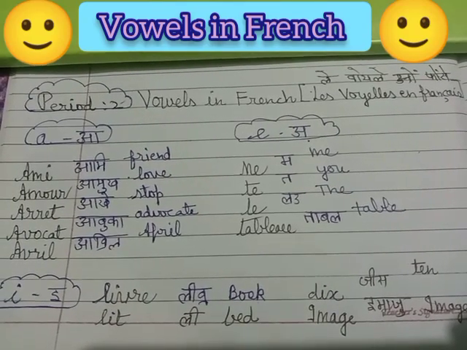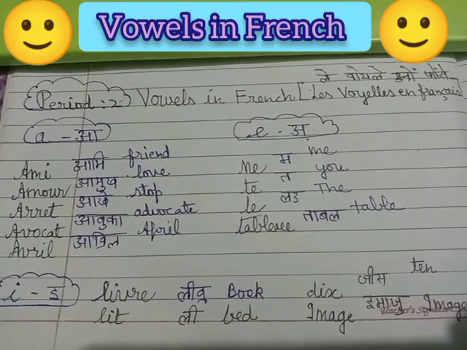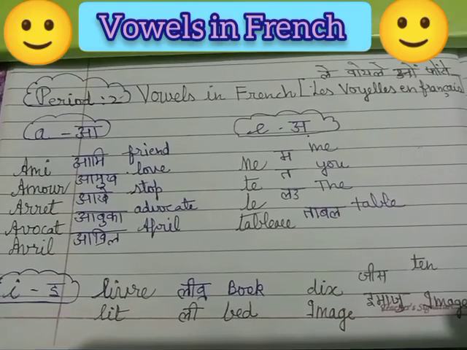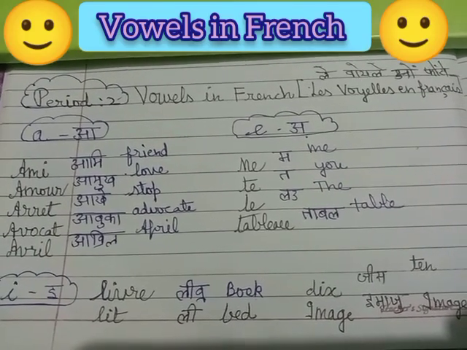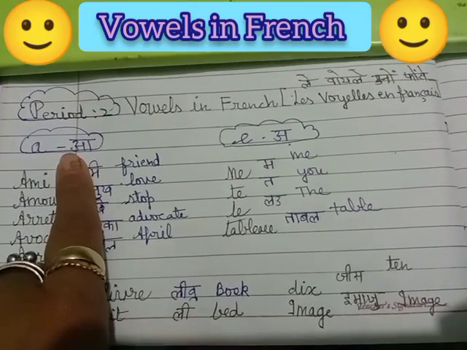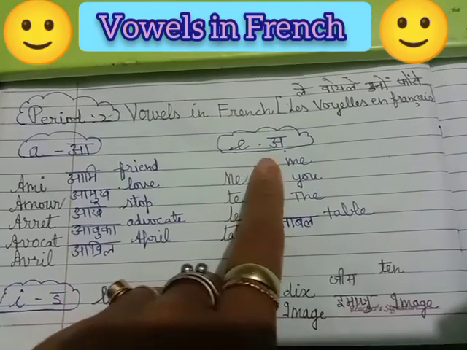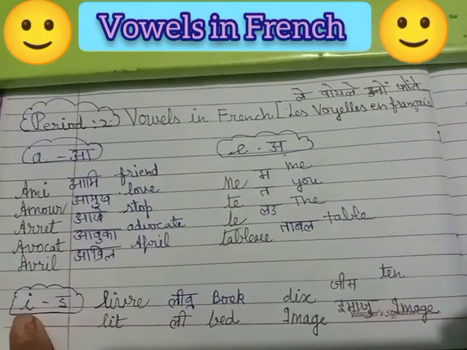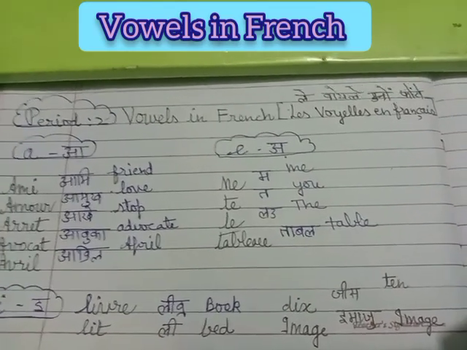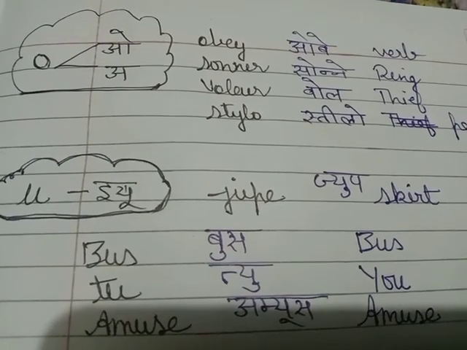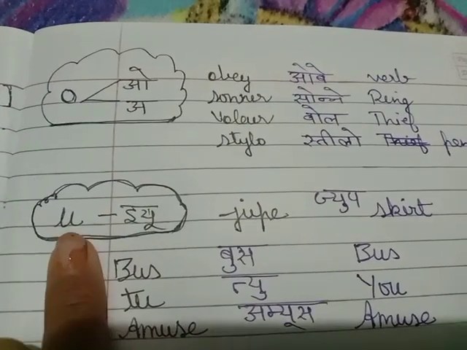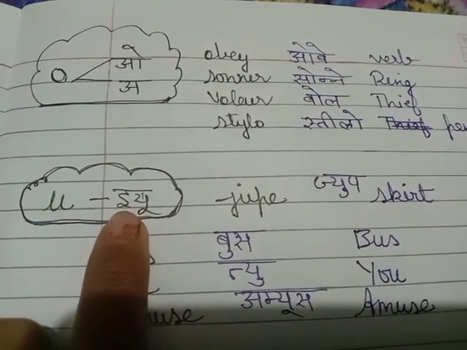Les voyelles in français. So as in English, you all know there are 5 vowels: A, E, I, O, U. In French also there are 5 vowels, but their pronunciation is different. So in French, it's like A in English, A, E in English, O in French, I in English, E in French, and in English this is O, and in French it has two sounds, O and O, and it's U in English, and in French it's U.